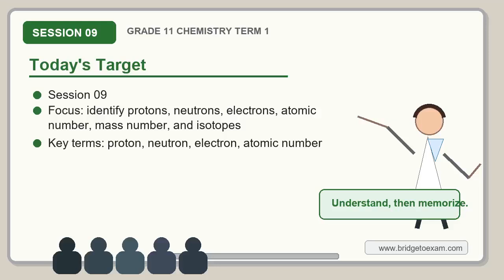Welcome, class. Today, our session title is Week 3, Session 9, Subatomic Particles and Isotopes. We will move slowly and make the chemistry understandable. Your goal is to identify protons, neutrons, electrons, atomic number, mass number, and isotopes. Listen for these key terms: proton, neutron, electron, atomic number, mass number.